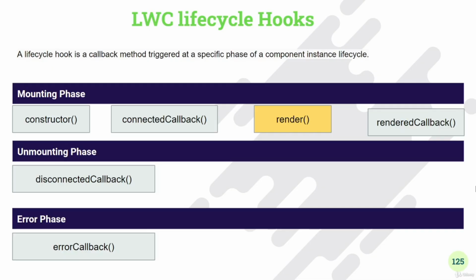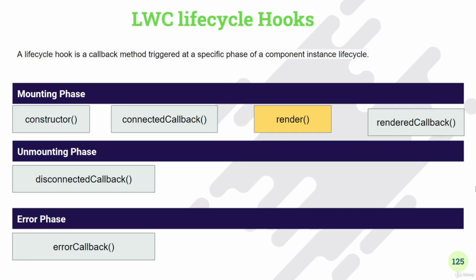You might wonder why I have highlighted the render method in yellow color. There is confusion among people about whether render is a lifecycle hook. Technically it's not a lifecycle hook, it's a protected method on the LightningElement class, but people say it is a lifecycle hook. We are saying it's not a lifecycle hook, but it gets called, as a protected method on the LightningElement class. We'll talk about the render method in a separate video.